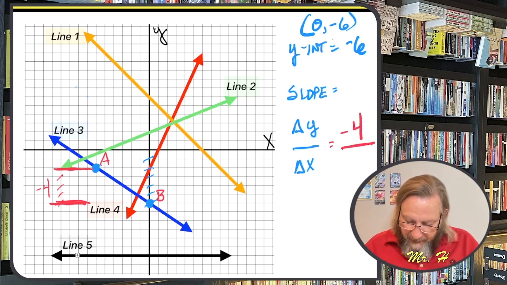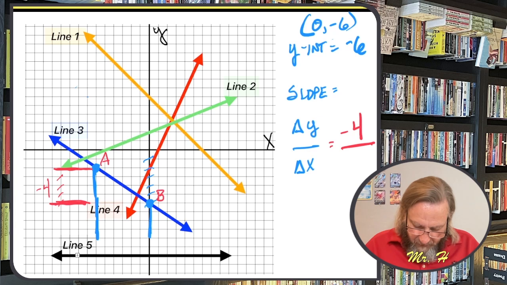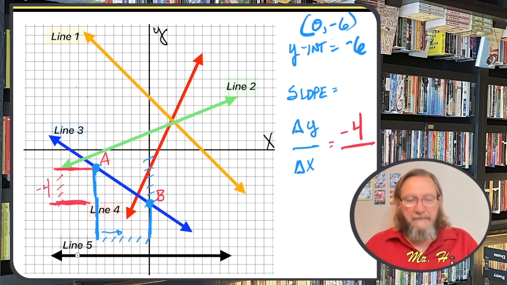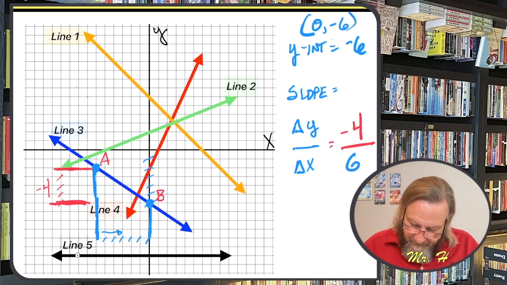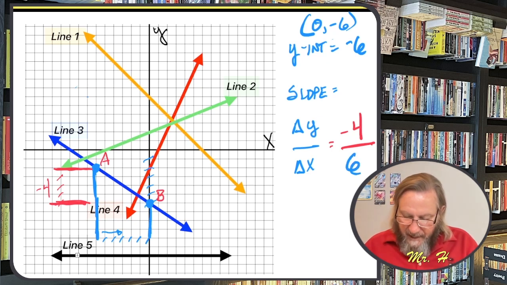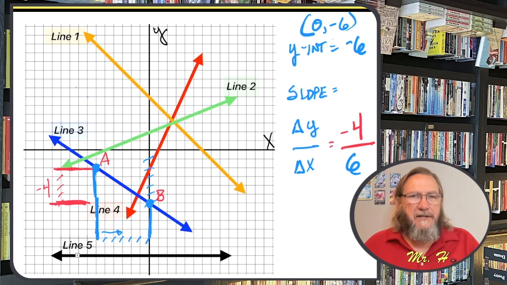Now to figure out the delta x, I'm going to do kind of the same thing. We're going to start with point A right here, and B is right here. Going from A to B, so we're going this direction. So that's a positive answer, and that's going to be 1, 2, 3, 4, 5, 6. Delta x is 6.